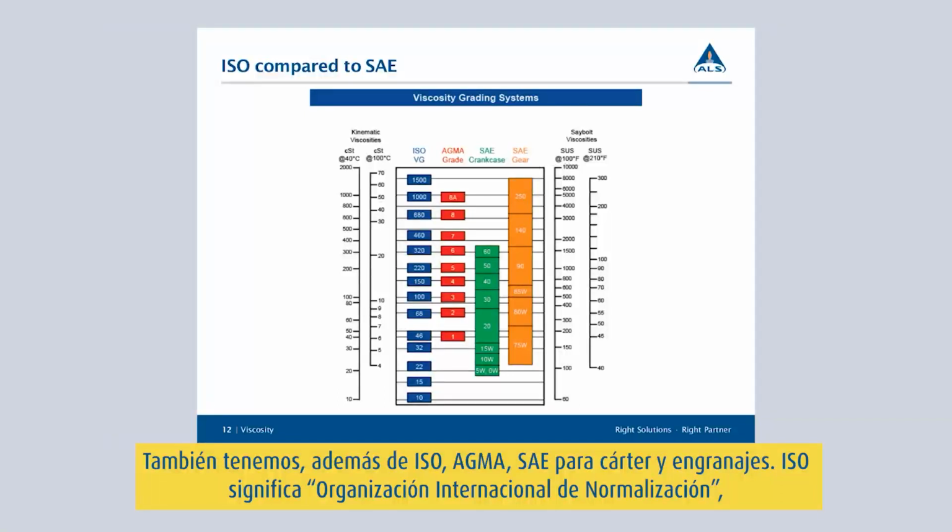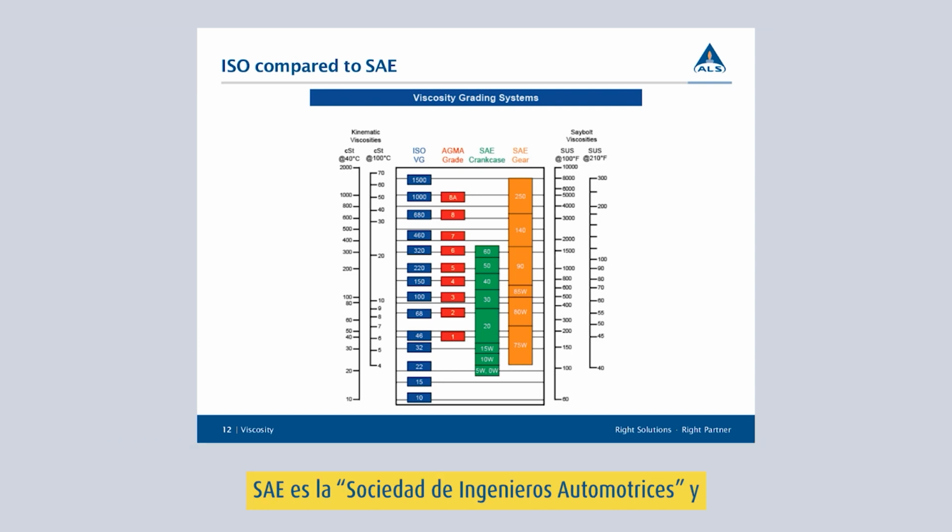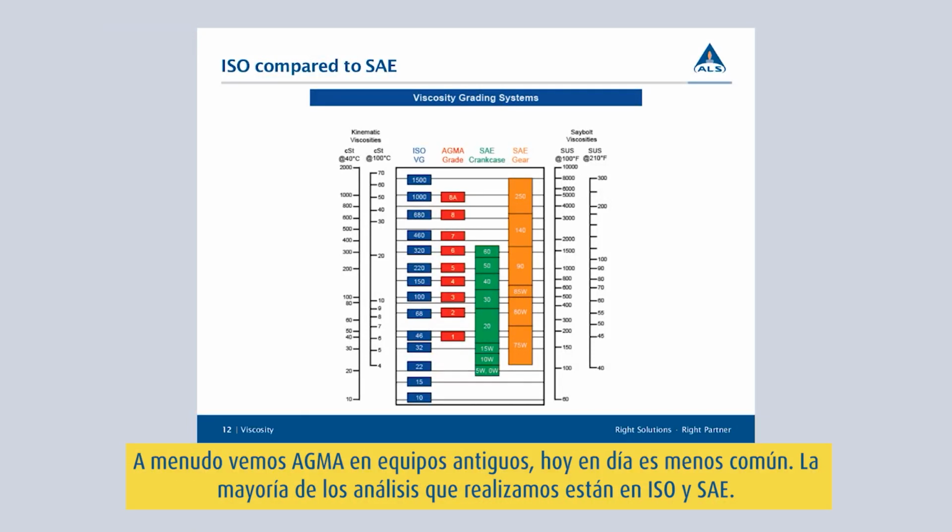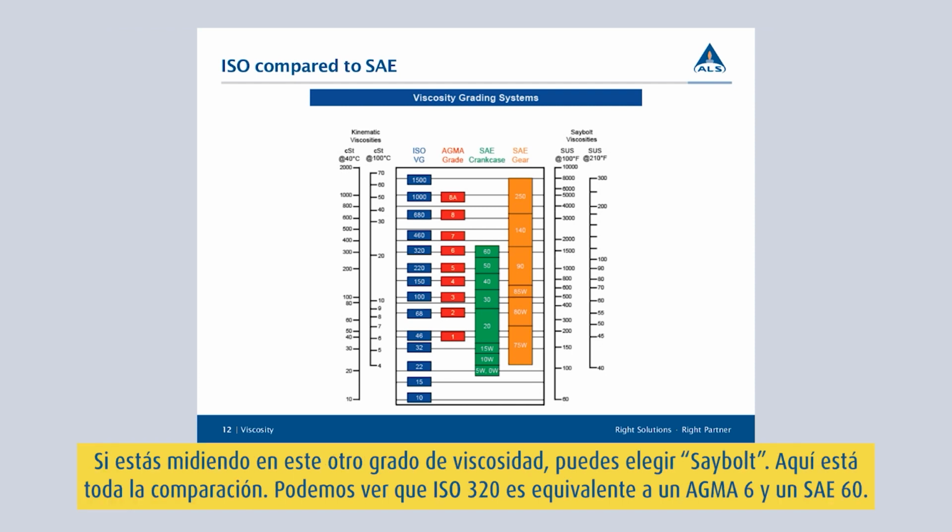And I probably should have mentioned it earlier, but ISO stands for International Standards Organization, and then SAE is Society of Automotive Engineers. And then AGMA is American Gear Manufacturers Association. You tend to see AGMAs with older equipment. It's less common now. At least in testing, most of the viscosities I see are either ISO or SAE grade.